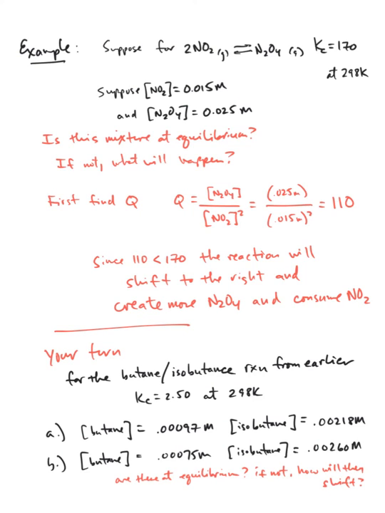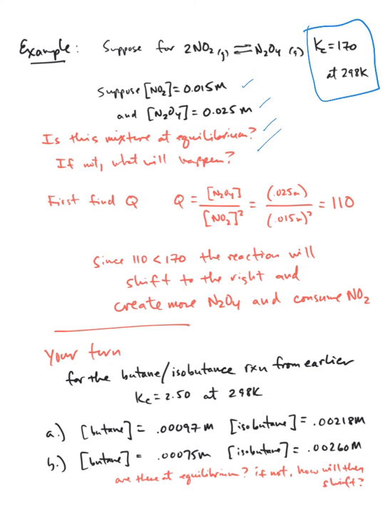Finally, let's look at this example. Suppose that I have two NO2s in equilibrium with one N2O4. At 298 degrees, the Kc is 170, so this is a product-favored reaction. Suppose that the NO2 in a certain mixture is 0.015 and the N2O4 is 0.025. Is this mixture at equilibrium? If not, what will happen?